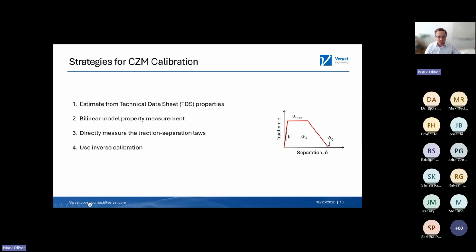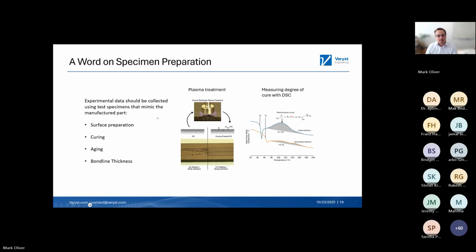The third, which I'll spend the most time on, is you can directly measure the traction separation laws in the lab. So you can actually run experiments and get what these curves look like experimentally, the full curve, and then go from there. And then the final approach, which we'll discuss, is using inverse calibration. So you rely on this when your adhesive or the specimens you can make are really complicated, and you can't use a nice, cleaner experiment. So, all right.